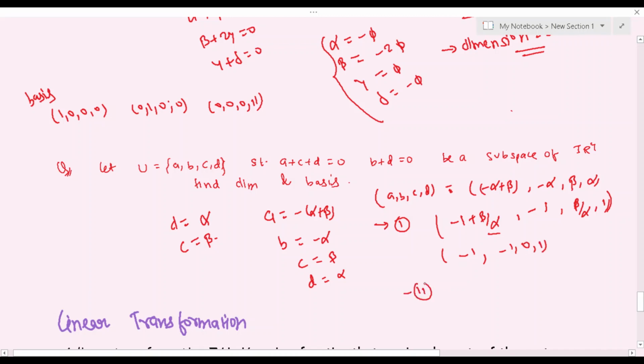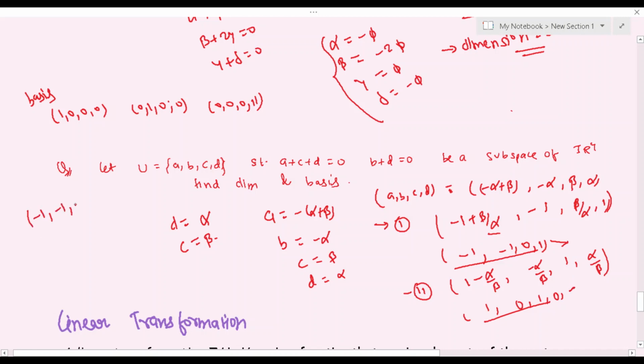In the second case, divide it by beta. So it's (1 minus alpha upon beta, minus alpha upon beta, 1, alpha upon beta). In this case, again turn alpha by beta to 0. What is left is (1, 0, 1, 0). So these two are the bases.